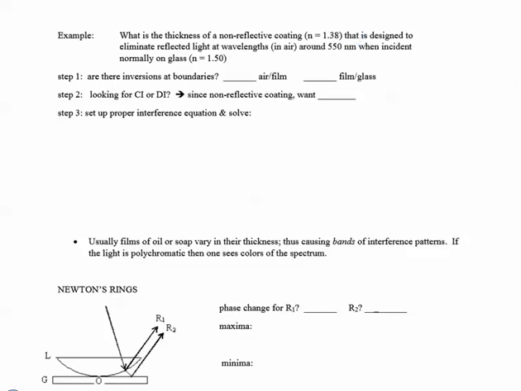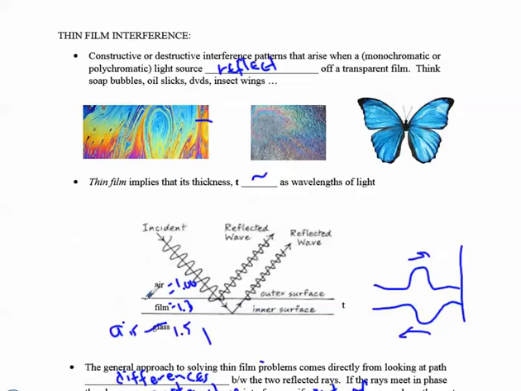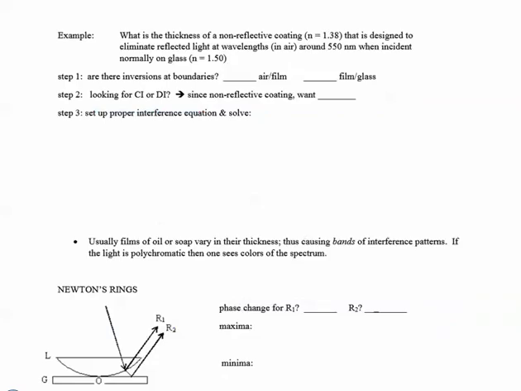Okay, so going back to our picture from right here, we have a film of a given index of refraction. We want to coat it, and so when incident light of a specific wavelength comes in, when it comes back out, it hits this initial reflected wave, and we get complete destructive interference. In other words, no glare. So the way to approach this problem is essentially three steps.